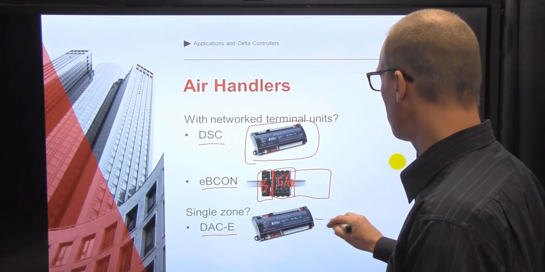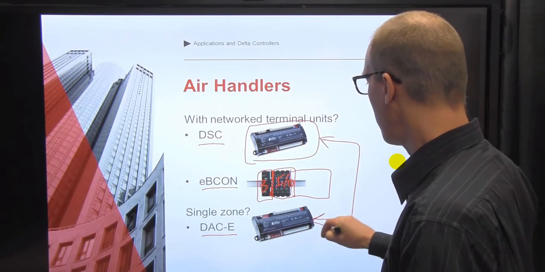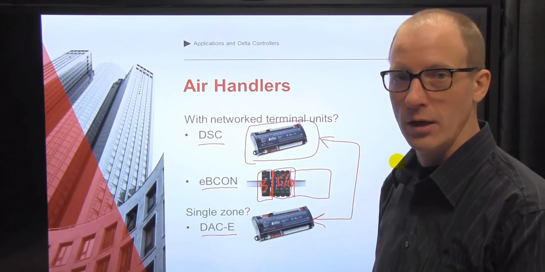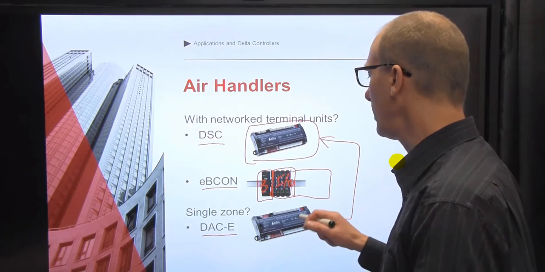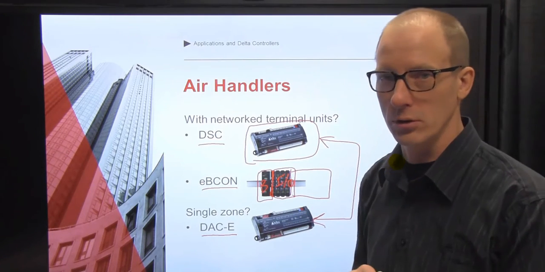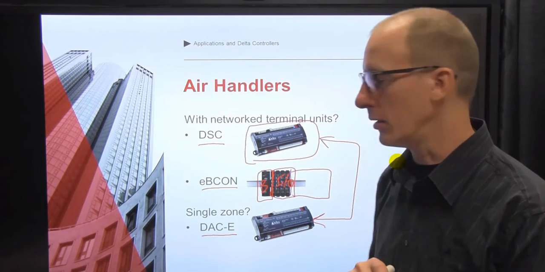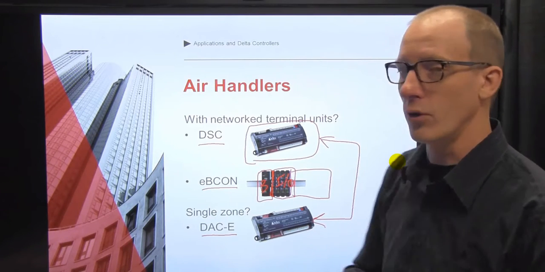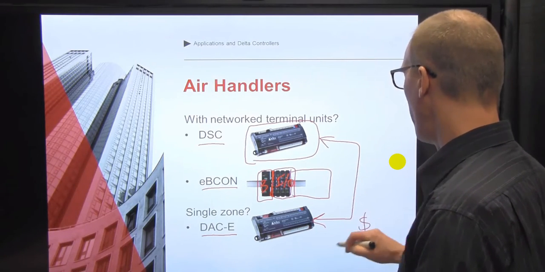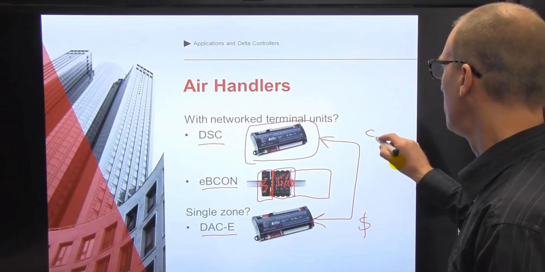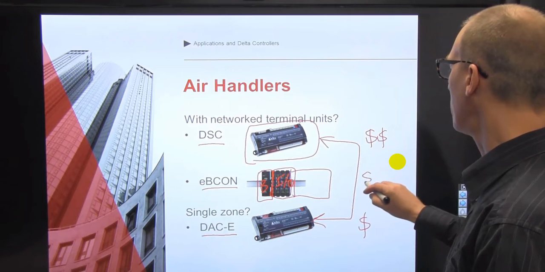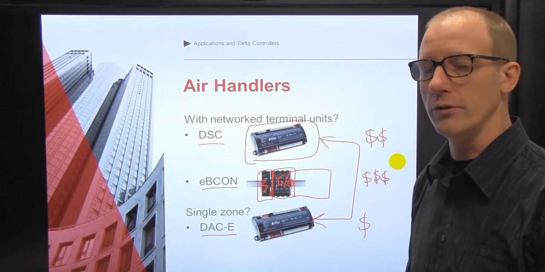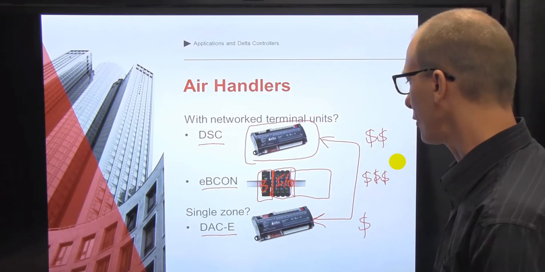Although in terms of the picture, you'll notice that the DSC and the DAC-E look quite similar to each other, the DAC-E is considerably less expensive. The trade-off is that the DAC-E cannot support a subnet of terminal units. So this would not be suitable for a VAV air handler. But for air handlers where it is suitable, it's a good option, because just in terms of rough pricing, what we're talking about here is one dollar sign for the DAC-E, two dollar signs for the DSC, and then three dollar signs for the EBCON solution. So just to give you a guide on rough pricing, basically.